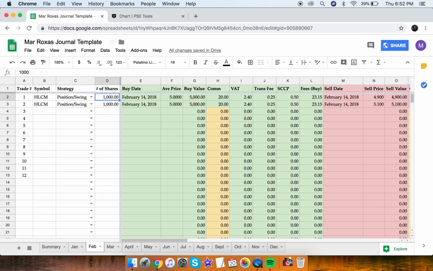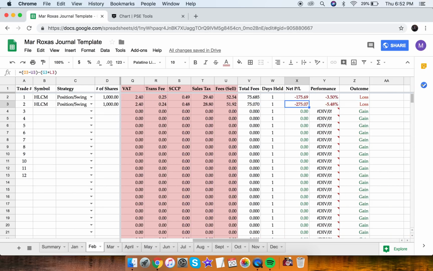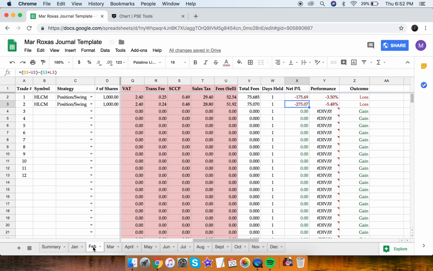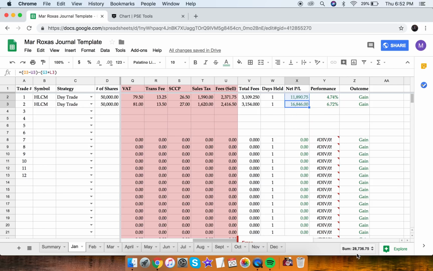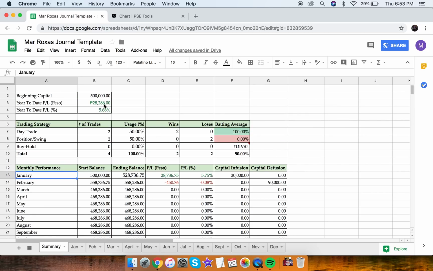Then, here, 4.9, 4.9, 4.8, so that we have a loss. So, now, in January, we earned 28,736. But since we have a loss in February, this is a total of 450. So, we subtract 450 from this. That is 28,300 plus something. 28,200 actually, sorry. So, in the running year-to-date, you only gain 28,000. Basically, that is 28,700 earned from January and a negative 450 loss.